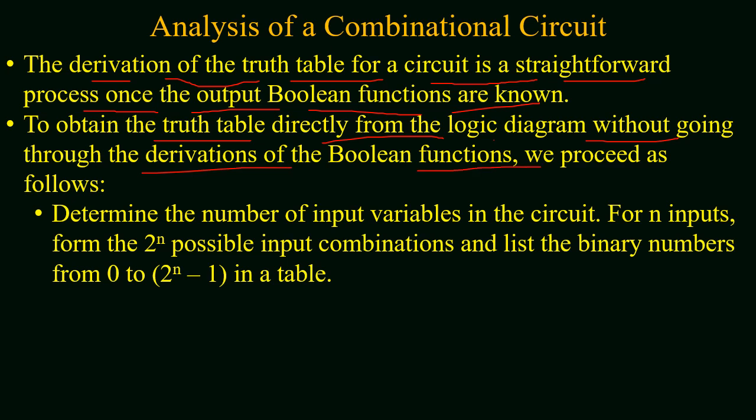In the first step, you have to determine the number of input variables in the circuit. If you have n input variables, you will have 2 power n possible input combinations in the truth table. And then you will list all the binary combinations from 0 to 2 power n minus 1 in the table.